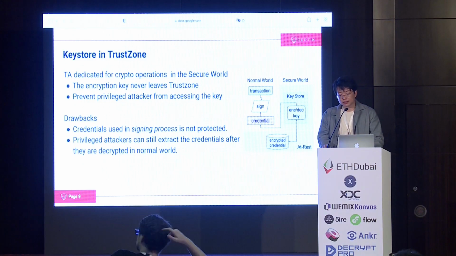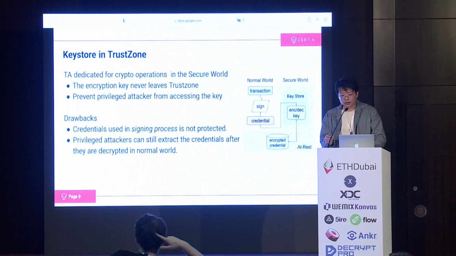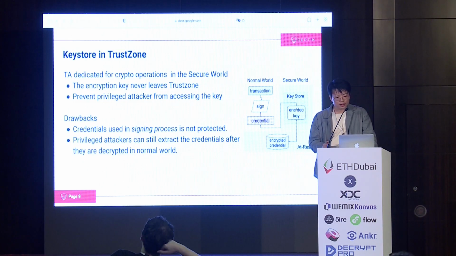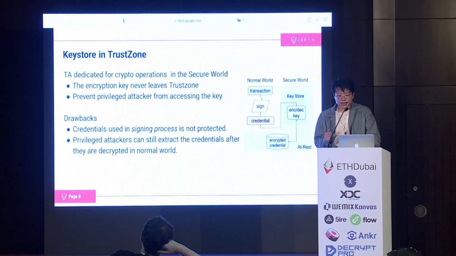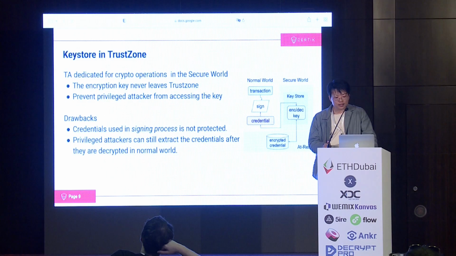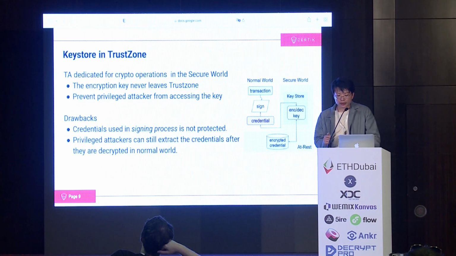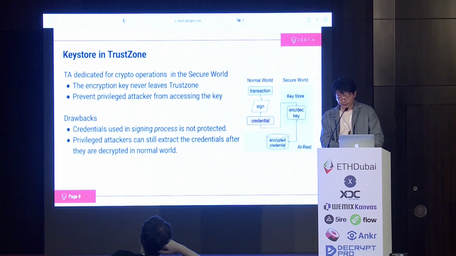However, there are still some drawbacks to this solution. Although the encryption key never leaves Trust Zone, the decrypted credentials do. Keystore is designed for generic use cases, not specialized for blockchain operations. This means that the wallet app can only use the Keystore to store and recover credentials. Once the credentials are recovered, they show up in the normal world to sign transactions. At this time, a privileged attacker can extract them from normal world memory.